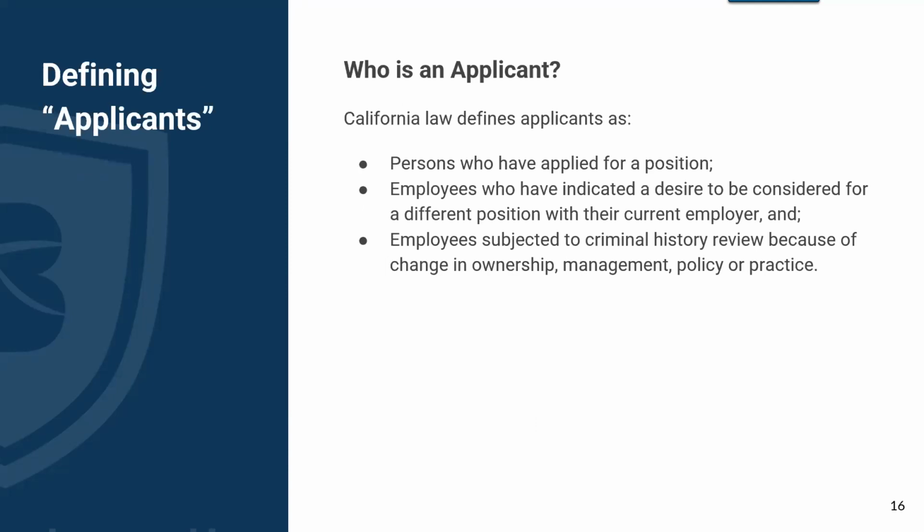And so how is California now defining the applicant? It is a person who has applied for a position. It's an employee who has indicated a desire to be considered for a different position or promotion with the current employer. And it's any employee subject to criminal history review because there's been a change of ownership, management, or the policy or practice updates. So that's how California now defines an applicant.